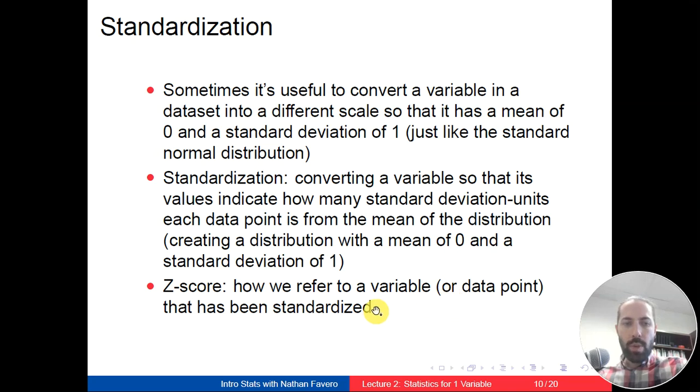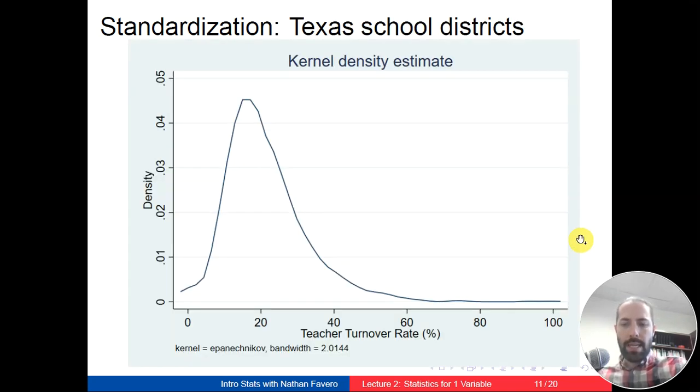So once we accomplish this, we're going to create something called a z-score. This is another term that you should know. A z-score is how we refer to a variable or data point that has been standardized, that's gone through the standardization process. So let's look at an example because this is going to make it hopefully a bit clearer.